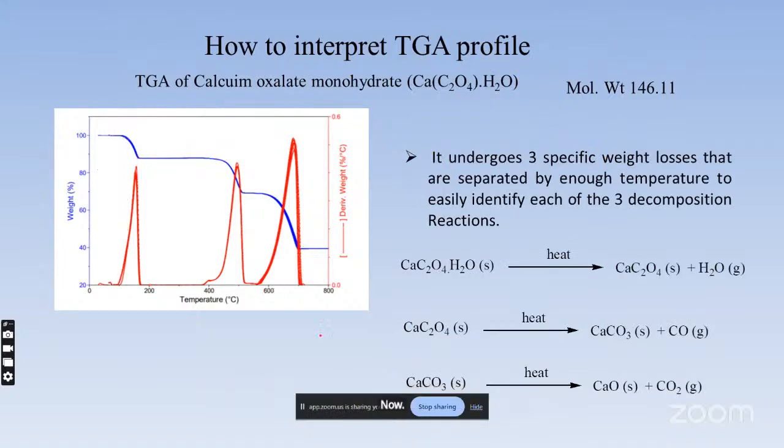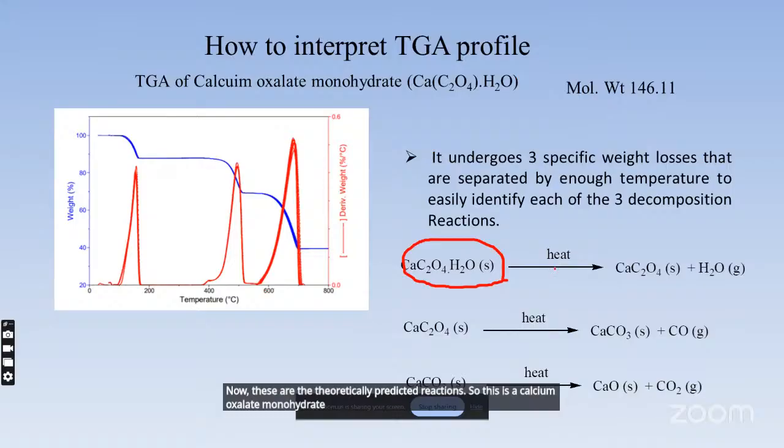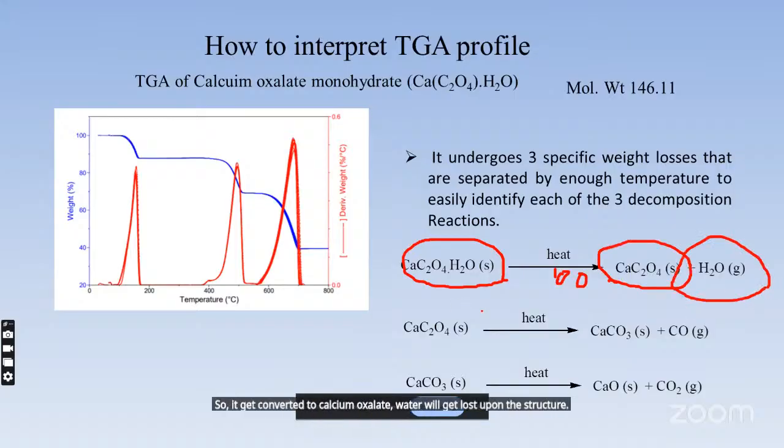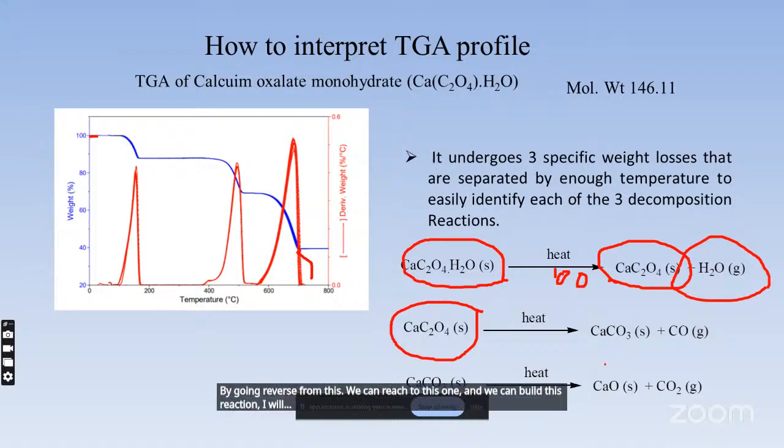Now these are the theoretically predicted reactions. So this is calcium oxalate monohydrate. When it is heated at 100 or more than 100 degrees centigrade, it gets converted to calcium oxalate. Water will get lost from the structure. In the second step, calcium oxalate. This reaction we can build by going in reverse from this. We can reach this one and we can build this reaction. I will tell you in 1 or 2 minutes when we reach the next slide.